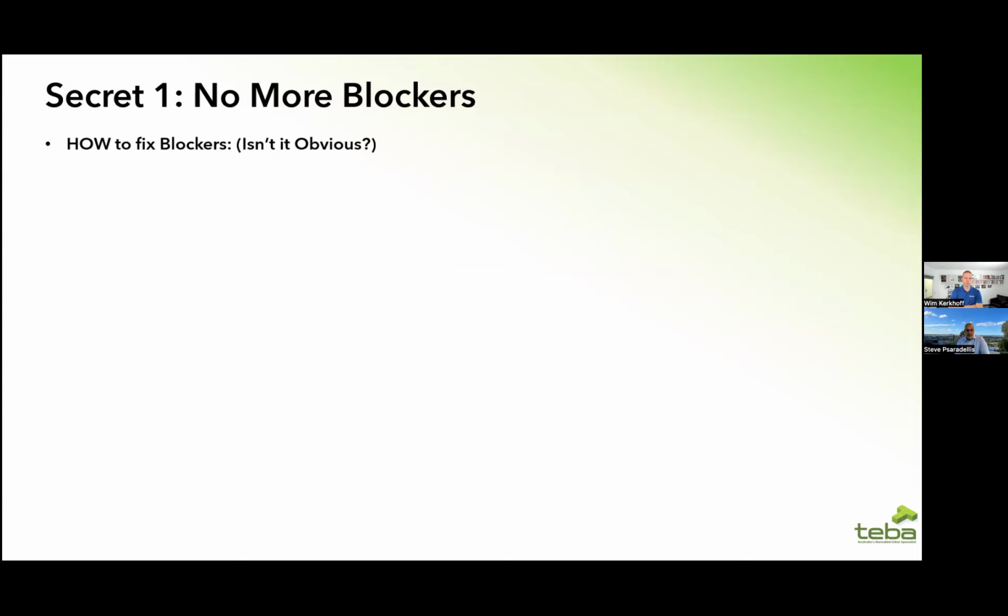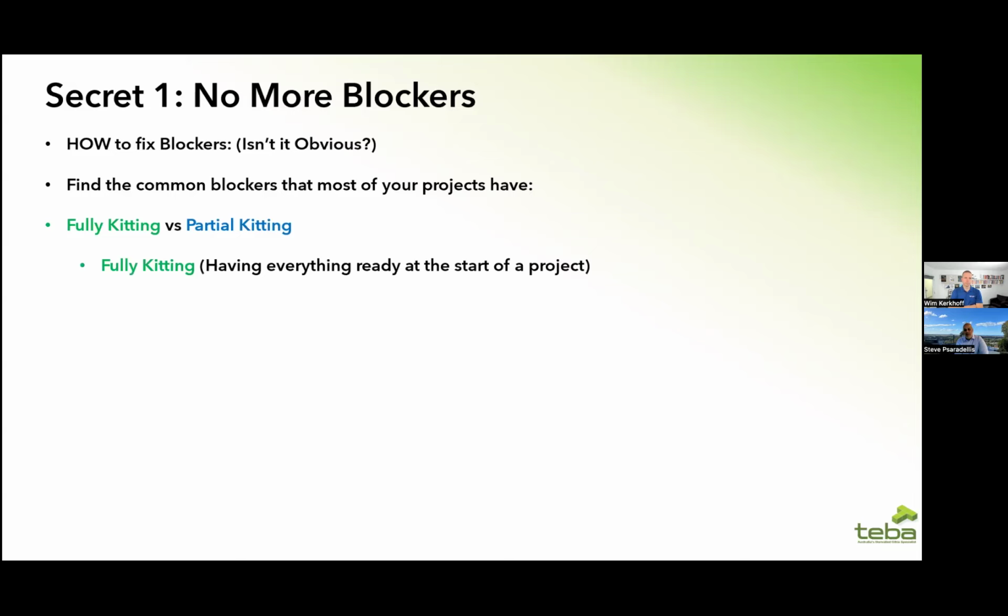Most of our blockers, we didn't know what they were exactly. So we had to find the blockers. After looking at projects for a long, long time, we found that the blockers that we had could have been avoided at the beginning of a project. So I'd like to introduce you to a concept that you may have heard of before called fully kitting versus partial kitting. The definition of fully kitting is having everything ready at the start of a project, right?